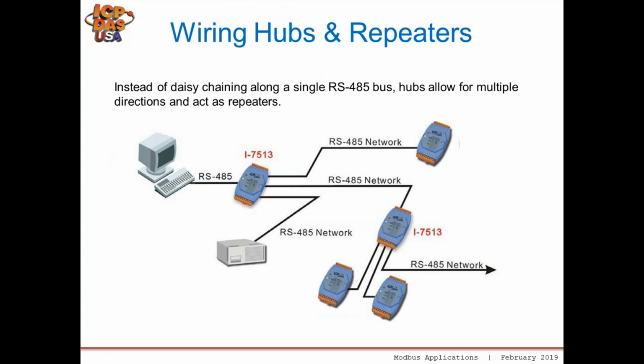Here's a picture of our I-7513 architecture. So it's got an incoming RS485 bus signal from the master device, and you can branch off in 3 different directions. All 3 of these branches would be considered along the same bus, because the wiring hub will send out everything from the master to the 3 buses and read in the responses from any of the 3 buses and send it to the RS485 bus. This allows for multiple directions and also acts as a repeater for larger networks.